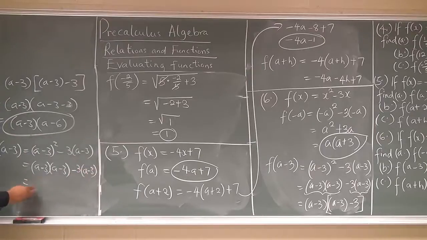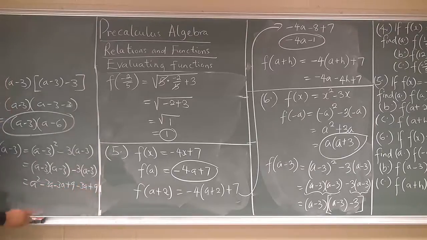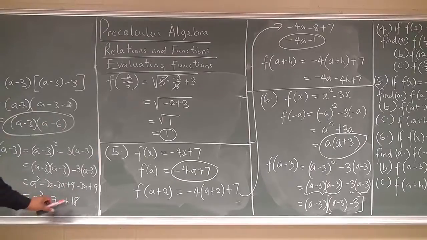They'll prefer to expand this: a squared minus 3a plus 9 minus 3a plus 9. And that will be what? A squared, minus 3a minus 3a is minus 6a, minus 6a minus 3a is minus 9a, and 9 plus 9 is 18. Okay, a squared minus 9a plus 18.